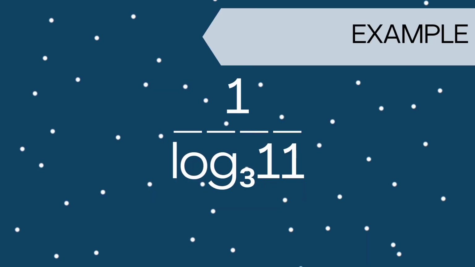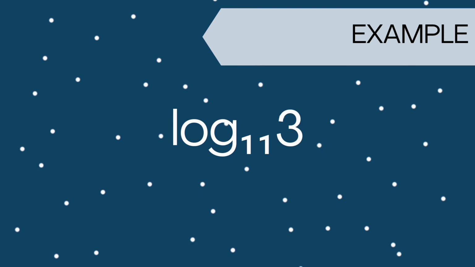Now, here's an example problem. Evaluate 1 over logarithm of 11 base 3. As we can see, this is just a direct application of the change of base property. All we have to do is just to interchange the position of 11 and 3, then get the multiplicative inverse of the resulting logarithm. Thus, we have logarithm of 3 base 11. Easy, isn't it? Now, let us add some spice in the next problem.